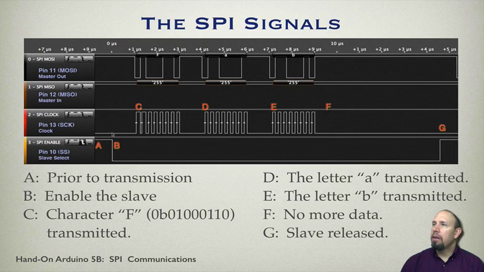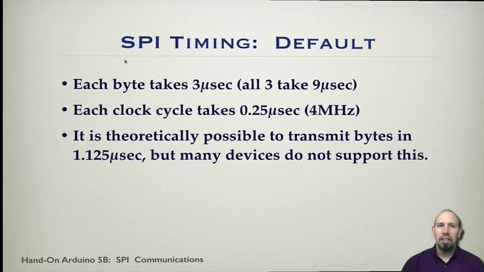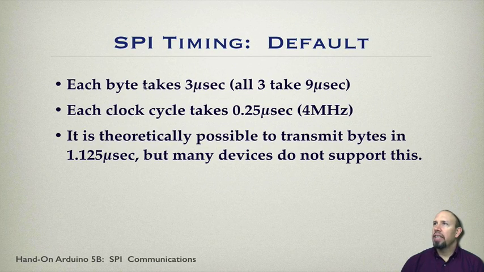So you notice that from time 0, from the time this is pulled low until the end of the last byte is transmitted, it takes 9 microseconds. So that's about 3 microseconds for each byte. So 3 bytes, 9 microseconds. Okay. So each clock cycle that we saw here takes about 1/4 of a microsecond, that is at 4 megahertz. It is theoretically possible to transmit faster, but there are many devices that do not support this.